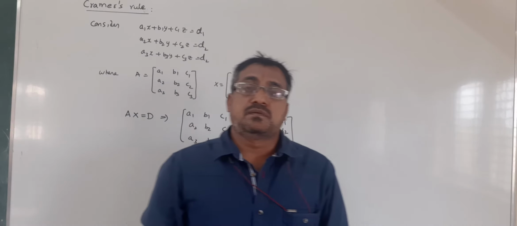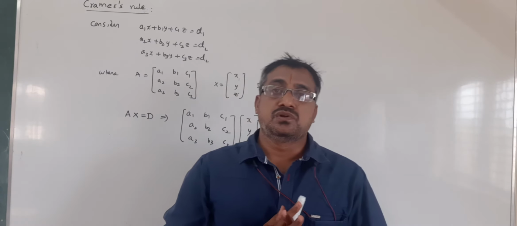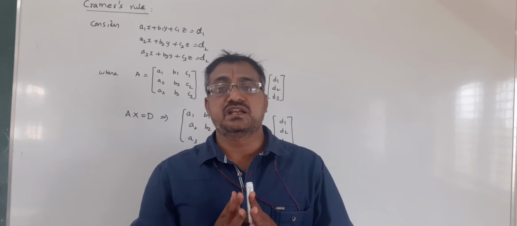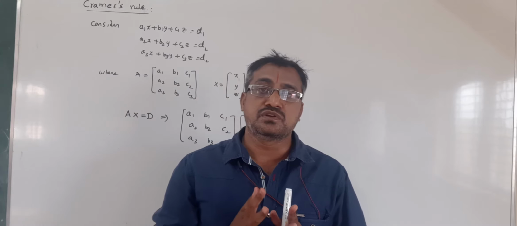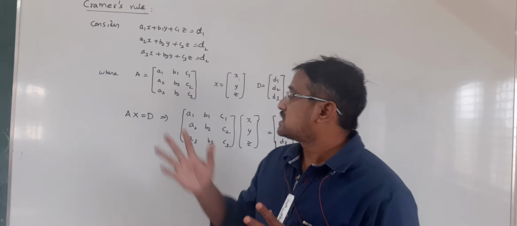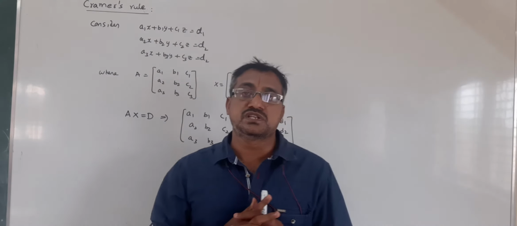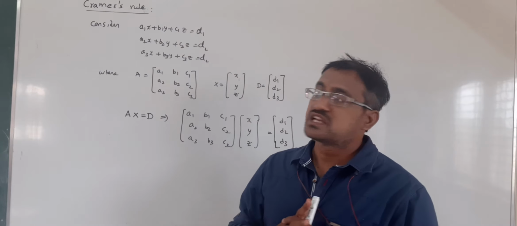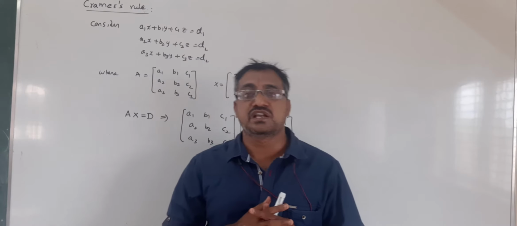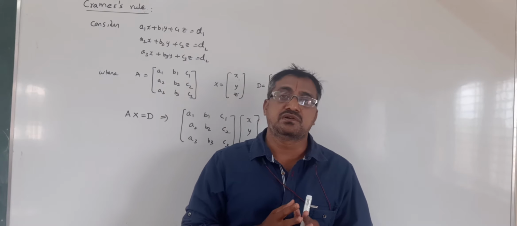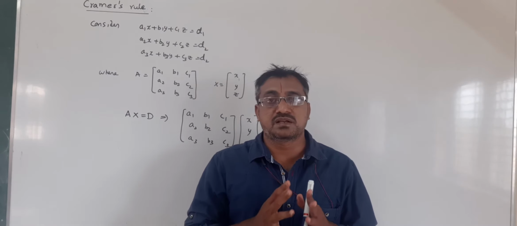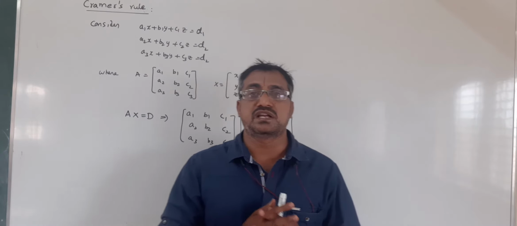So the next method is Cramer's rule. In solving linear equations in three variables, we use different techniques. One of them is Cramer's rule. Now consider the system of non-homogeneous linear equations in three variables: a1x + b1y + c1z = d1, a2x + b2y + c2z = d2, a3x + b3y + c3z = d3.